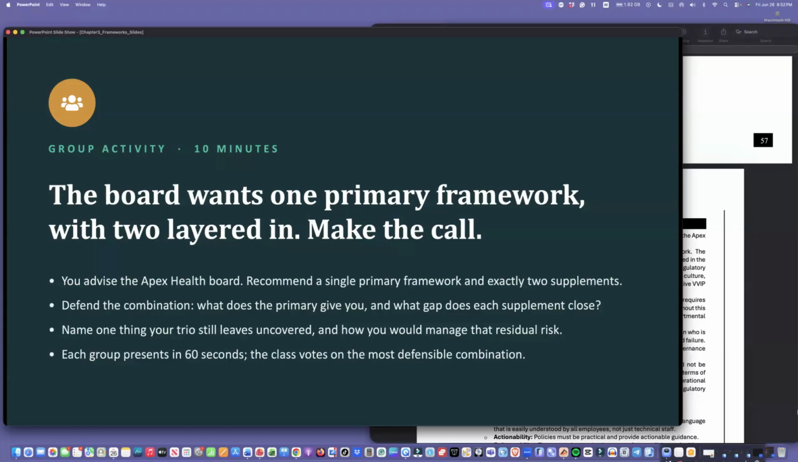Anyway, you advise the Apex Health Board: recommend a single primary framework and exactly 2 supplements. Defend the combination. What does the primary give you and what does each supplement give you? I was trying to say that if an organization asks you for a primary framework and then 2 other layered or supporting ones, which of them will you go for?